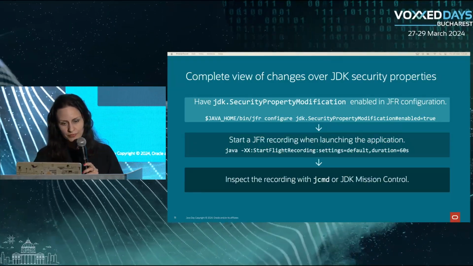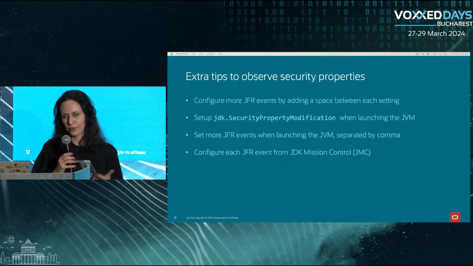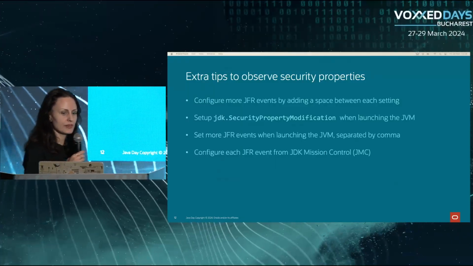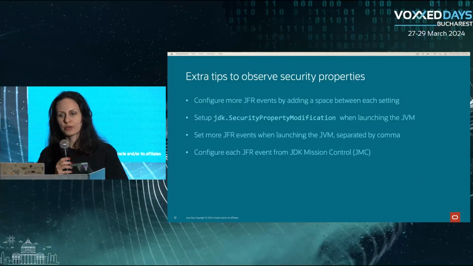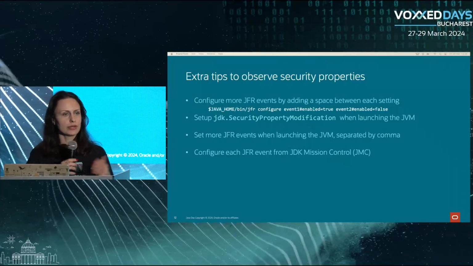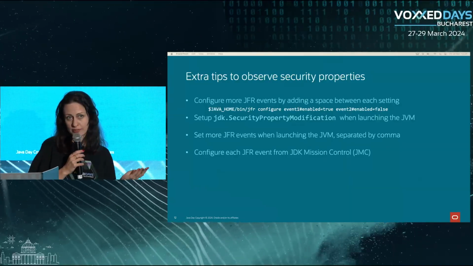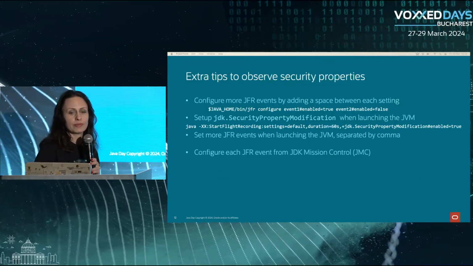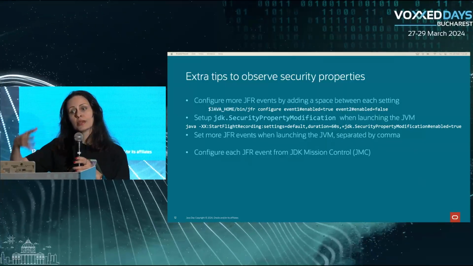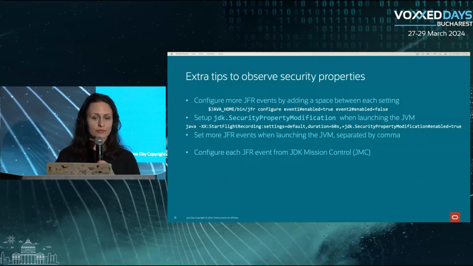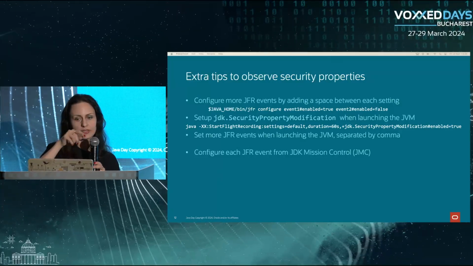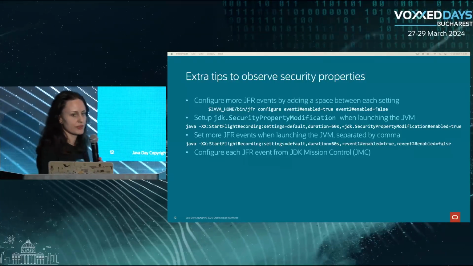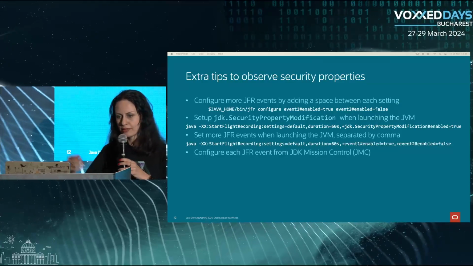But there are some extra tips. And I've seen that sometimes people don't know about those because they're not that well documented. So you can configure more JFR events by adding a space between each setting when you are running JFR configure. So for example, if you want to enable more events, you can just run JFR configure with a space, like in the example here. Or you can start your application by configuring more events enabled, right? By just adding a comma and a plus, and then setting enabled to true. Or you can set more JFR events when you launch the JVM.